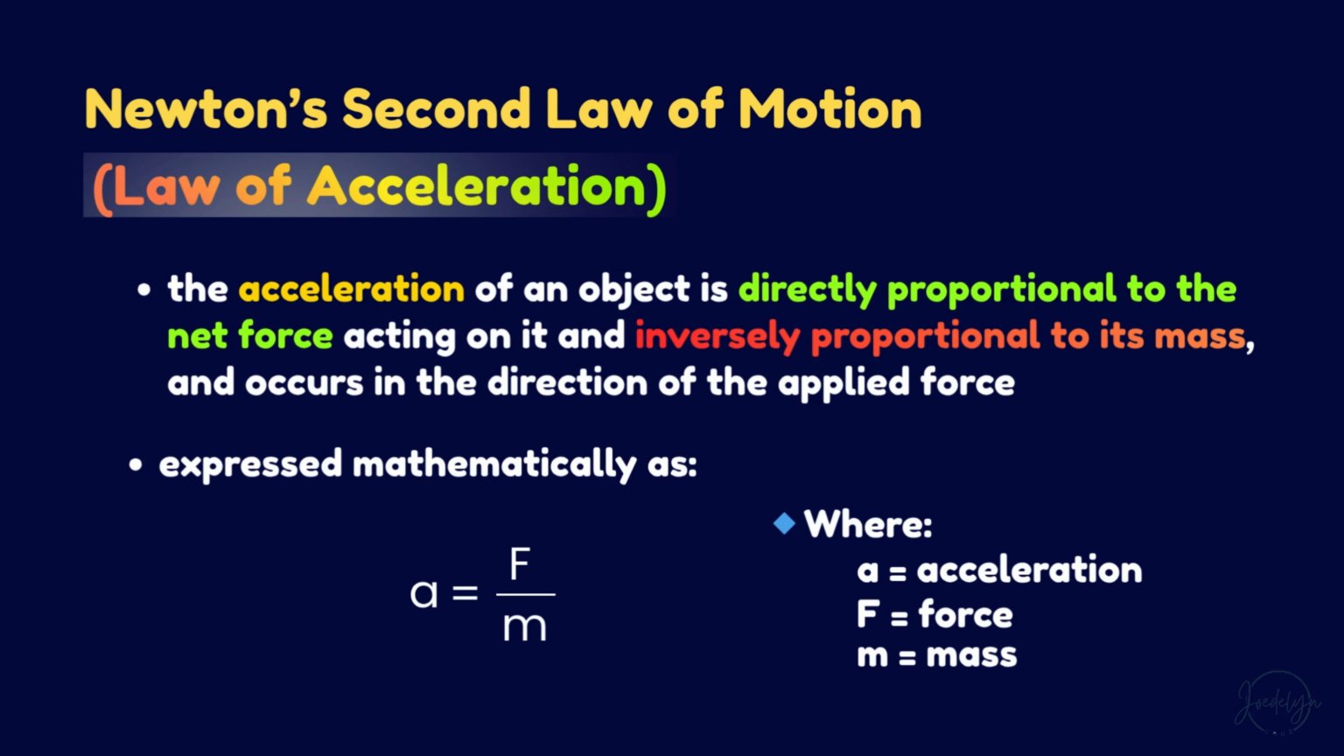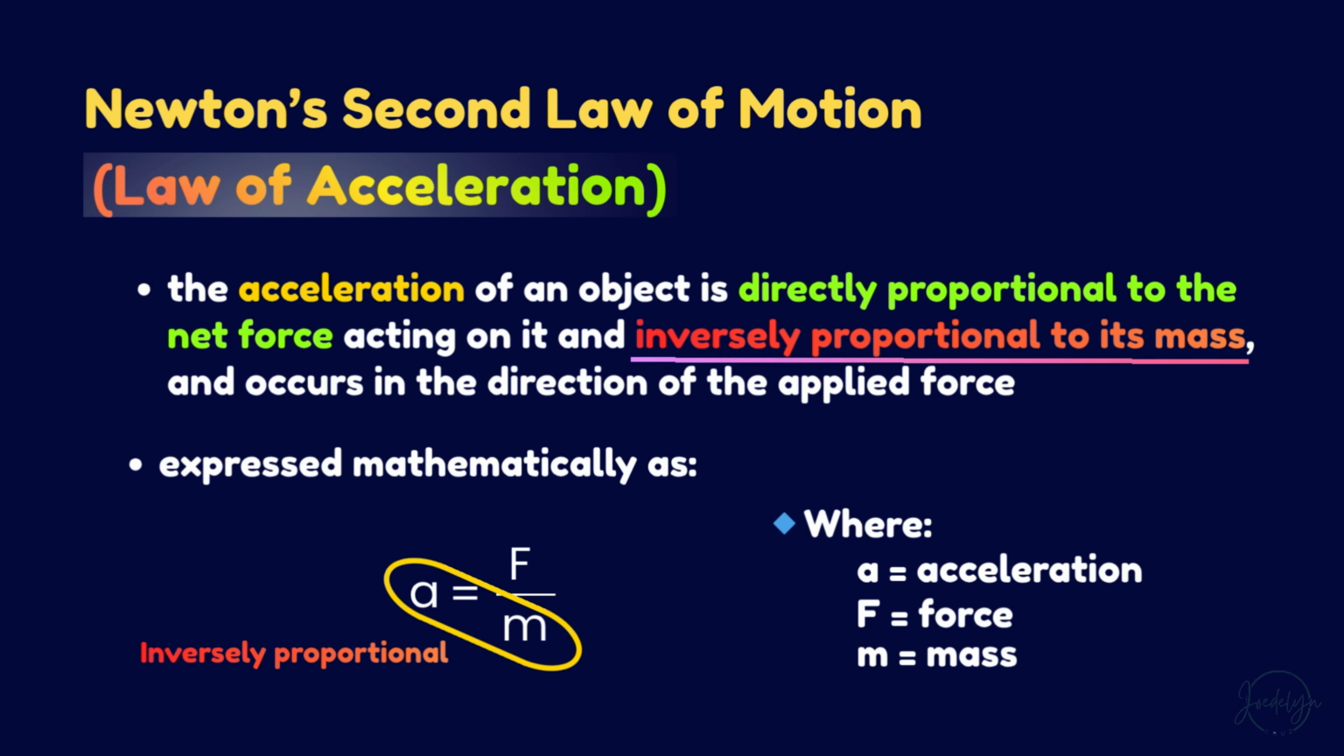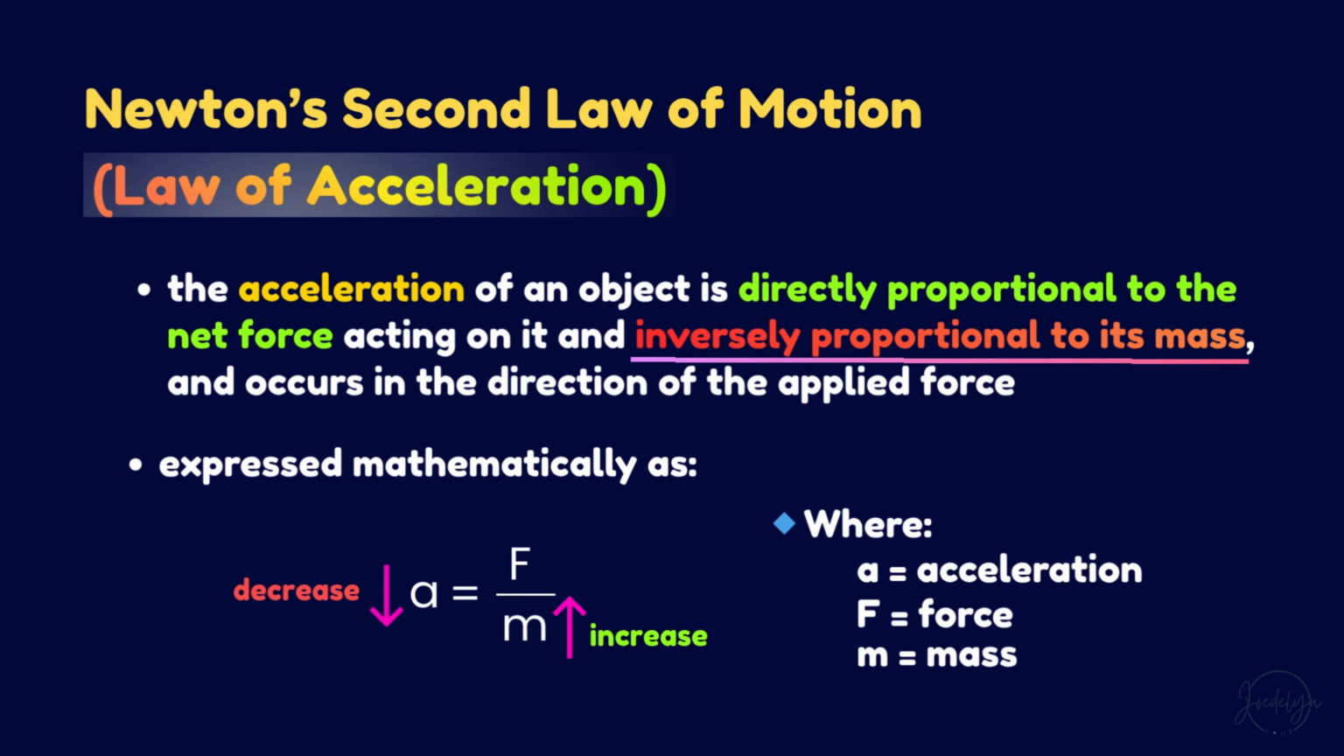On the other hand, the relationship between acceleration and mass is inversely proportional, as indicated by the law that acceleration is inversely proportional to an object's mass. Inversely proportional means that when mass increases, acceleration decreases. This is the ironic relationship between mass and acceleration.